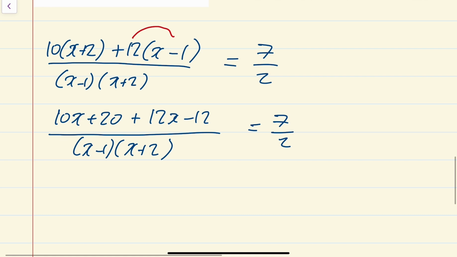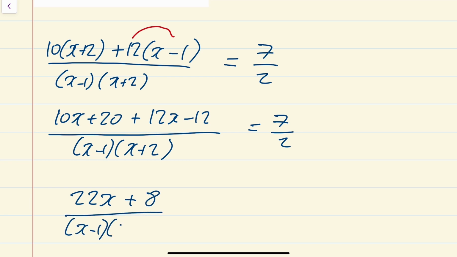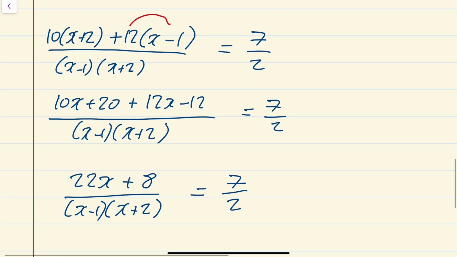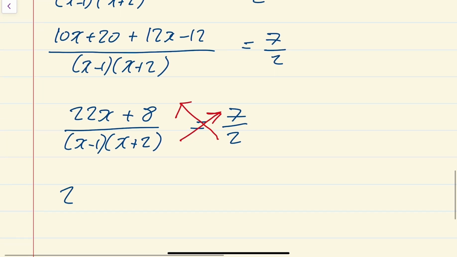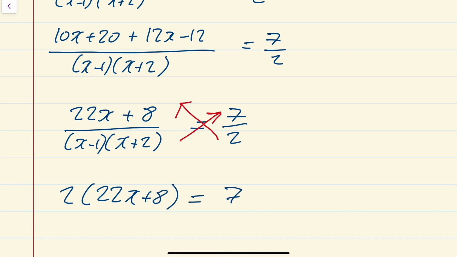And then I'll tidy up the top line. It's going to be 22x plus 8, still all over x minus 1 upon x plus 2, equal to 7/2. Now, when you get this, I quite like to just cross multiply here. So multiply up by the 2, multiply across by this, and then I would get 2 upon 22x plus 8 is equal to 7 upon x minus 1, x plus 2.